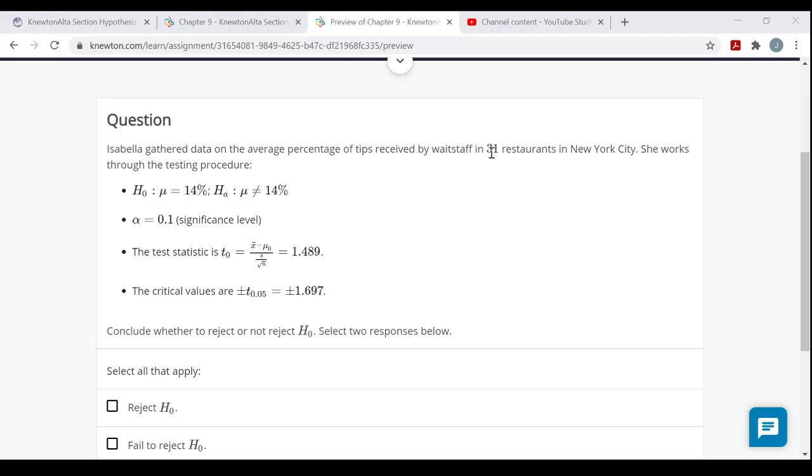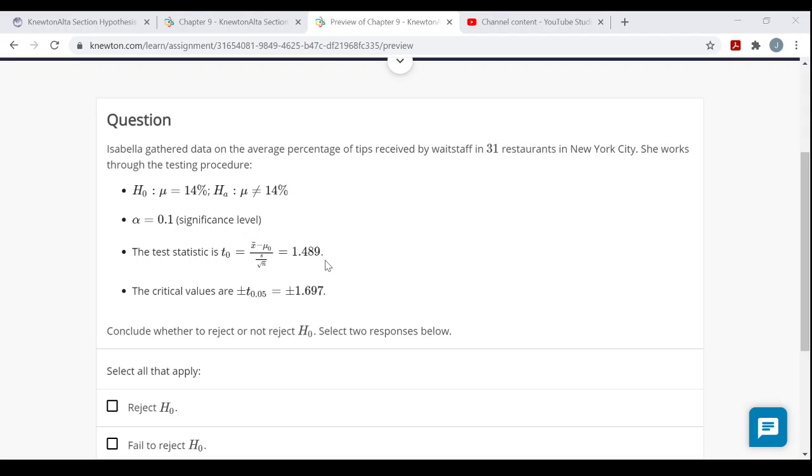So she took this sample of 31 restaurants, found their sample mean, their sample standard deviation, calculated this t-score, and got 1.489. Now, is 1.489, the test statistic, in the rejection regions determined by these critical values? Well, no. 1.489 is between negative 1.697 and positive 1.697. So that is not in the right tail or left tail rejection regions determined by these critical values.